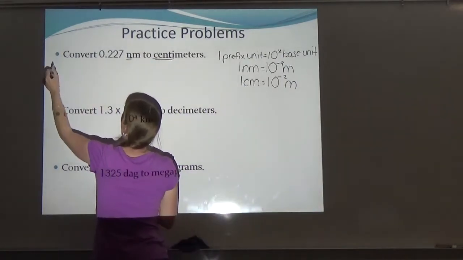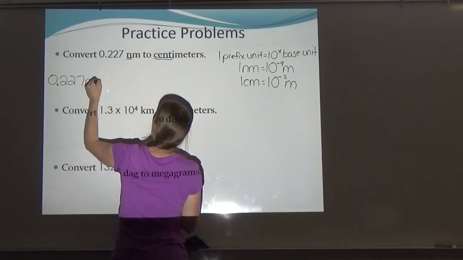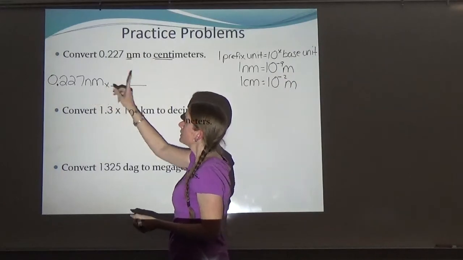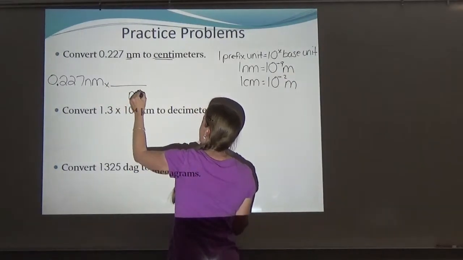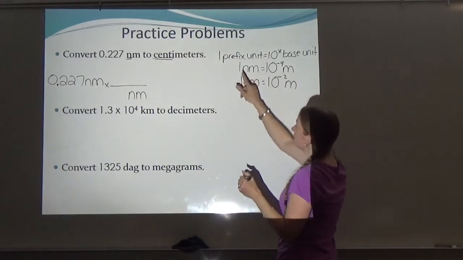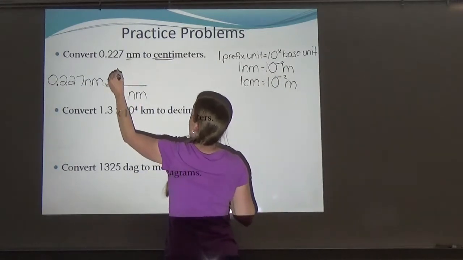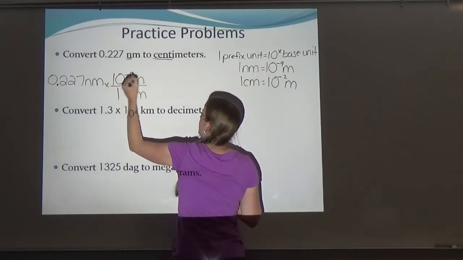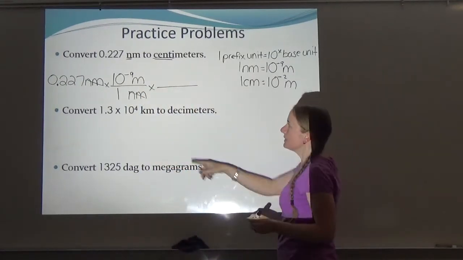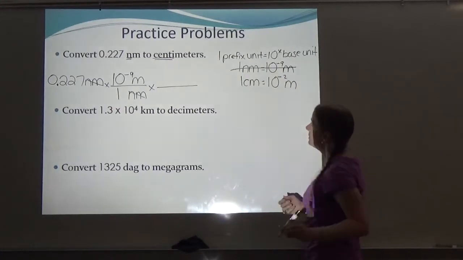So I start with what I'm given, 0.227 nanometers. So I follow the golden rule. I have nanometers on top, so I'm going to put nanometers on bottom. How many nanometers? Well, look at my conversion factor. It's going to be 1 nanometer, and that's going to equal 10 to the negative 9 meters. So nanometers cancel. So now I'm ready to move on, because see, I've only made it to meters. I got to get to centimeters. I've already used that one.